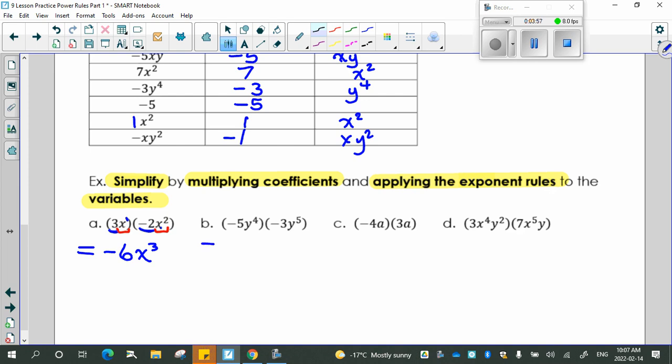All right. So try the next one. Multiply the numbers out front, the coefficients, and then use exponent rules for multiplying to multiply the y parts together.